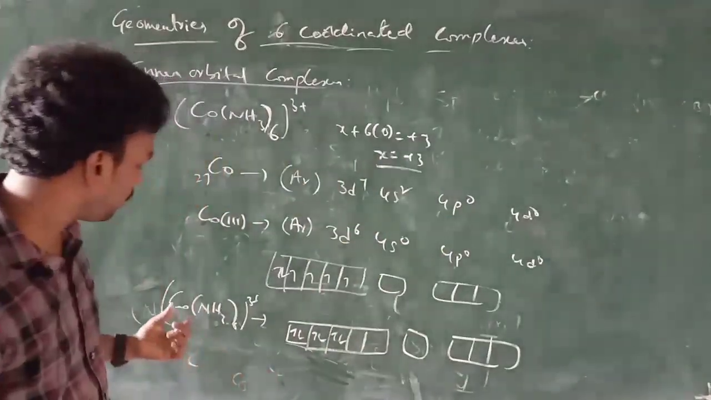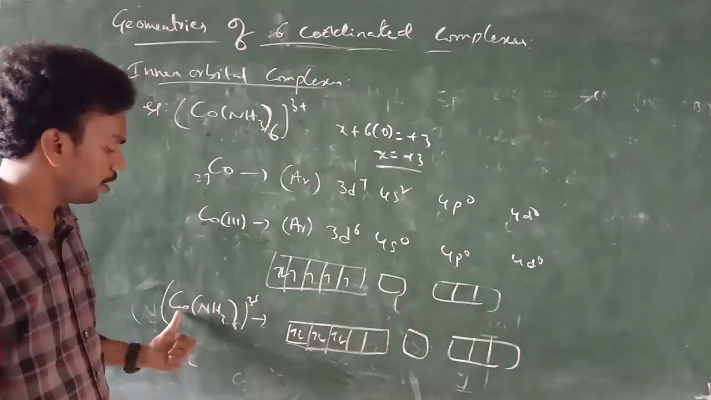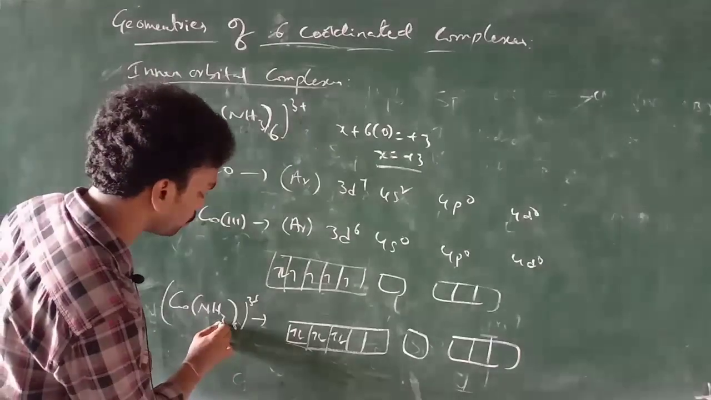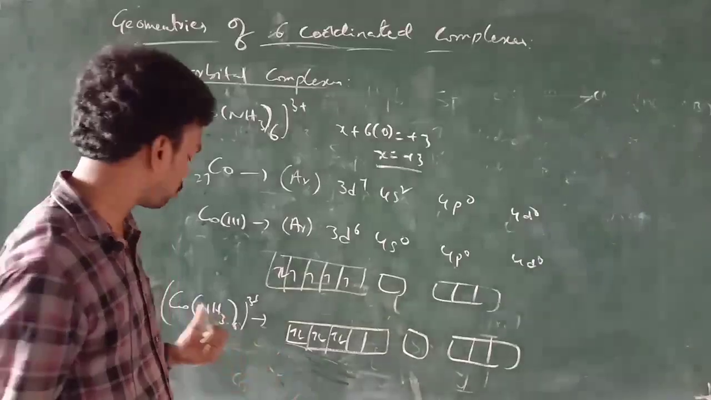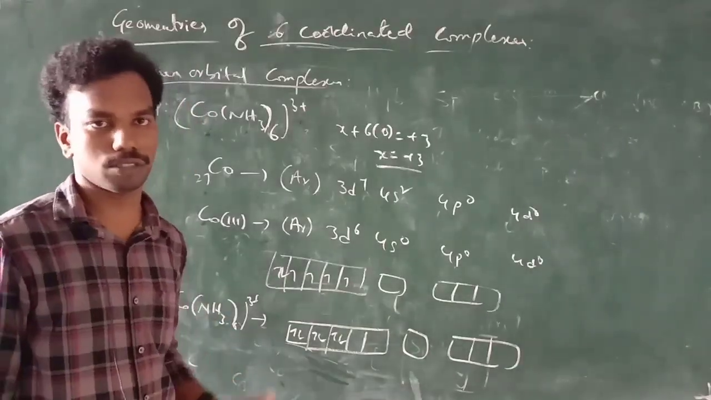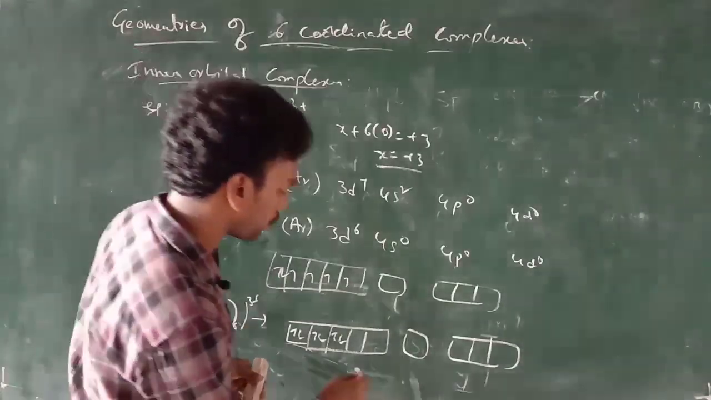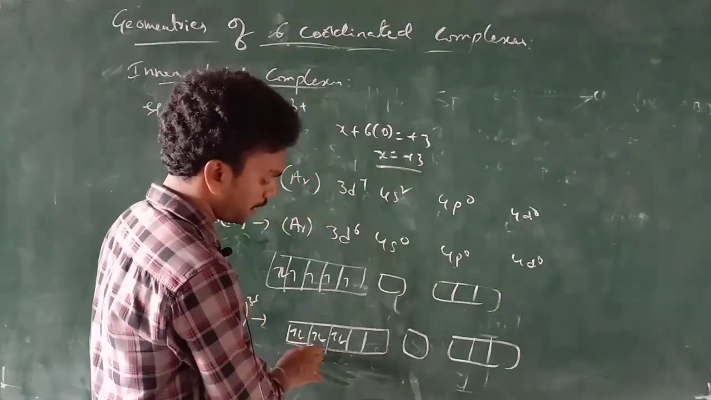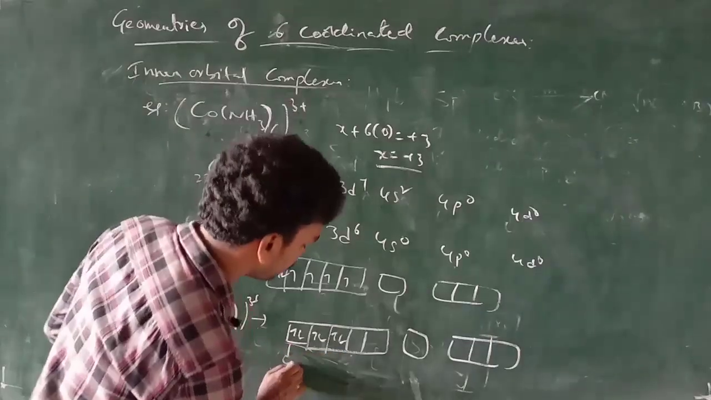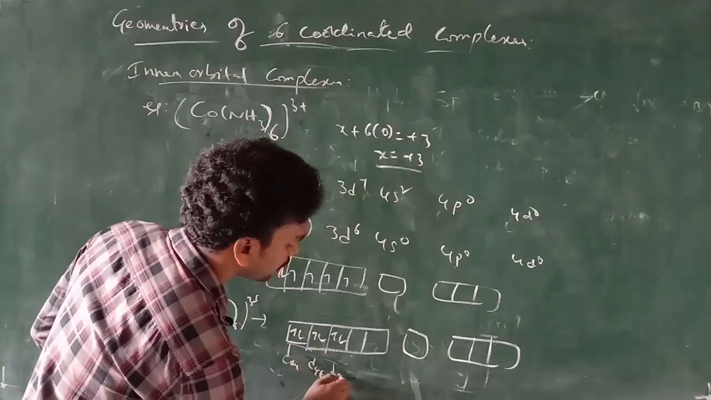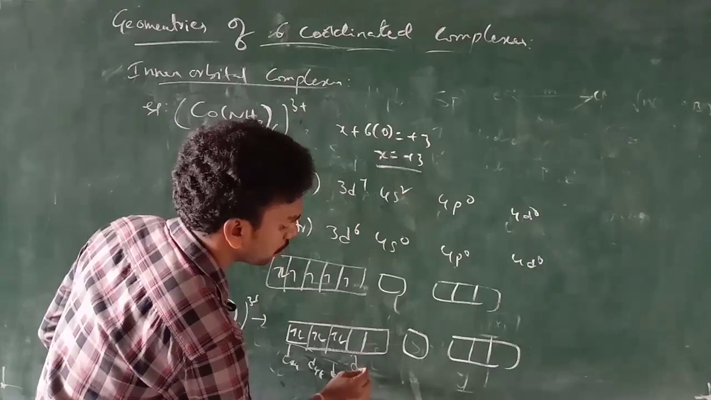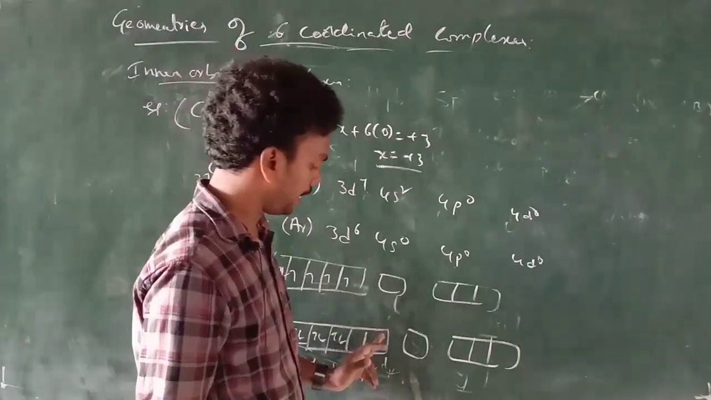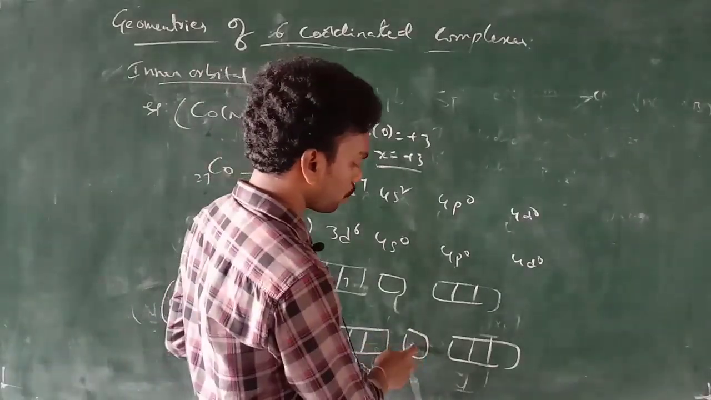Now how many empty orbitals are available in cobalt for bonding with ammonia? Here we have 6 ammonia molecules, so cobalt needs 6 vacant orbitals. What are those vacant orbitals? Let's count from here: this is dx²-y², this is dz², then the 4s and 4p orbitals.